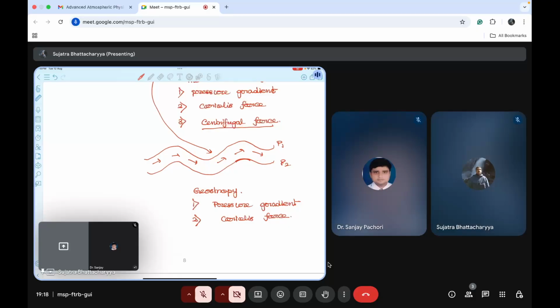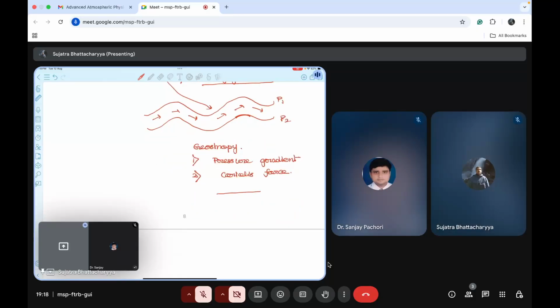Okay, and this will happen only when you have straight isobars, P1, P2. This is one of the characteristics of the geostrophic wind. It has straight isobars, no curvature, because when curvature comes, centrifugal force will act. Otherwise, it will blow parallel to P1 and P2 with a balance of the pressure gradient force and Coriolis force.